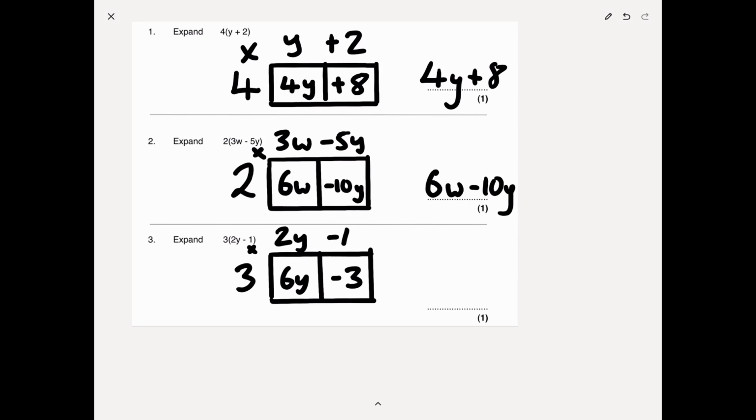Careful not to add those, don't do 3 minus 1. Some people put a 2 in this box instead, or a plus 2, because they do 3 take away 1, but that's incorrect, you need to multiply them together. So 6y take away 3.